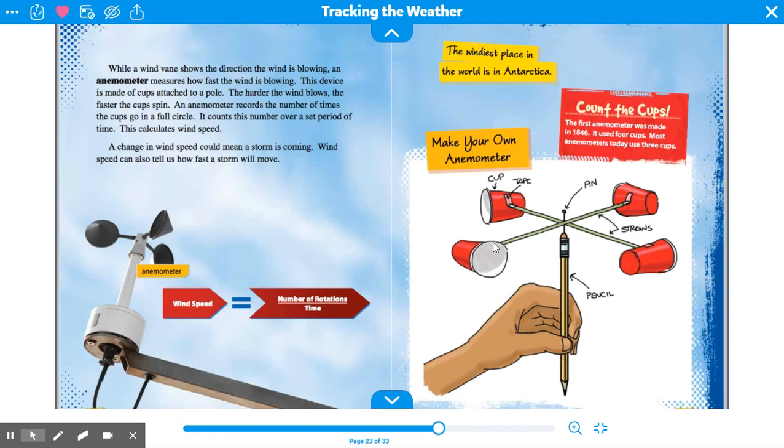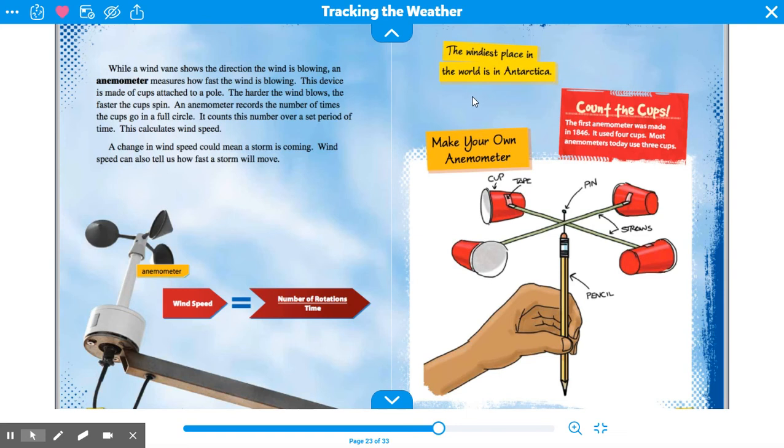So sometimes you'll hear the wind is moving at a certain miles per hour outside. Well, they're getting that from this information here. So here's one that you can make your own. They took a pencil with straws and the cups, and they put a pin, and you can put this in front of a fan, or you can go out on a windy day, and you can see this spin around here.